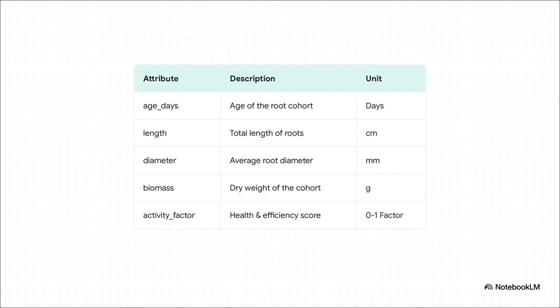And every single one of these Lego bricks has its own stat sheet. The code is tracking everything: its age in days, its total length, its diameter, how much it weighs, and this one is absolutely key, the activity factor. It's just a simple score from 0 to 1 that tells us at a glance how healthy and efficient that group of roots is right now.